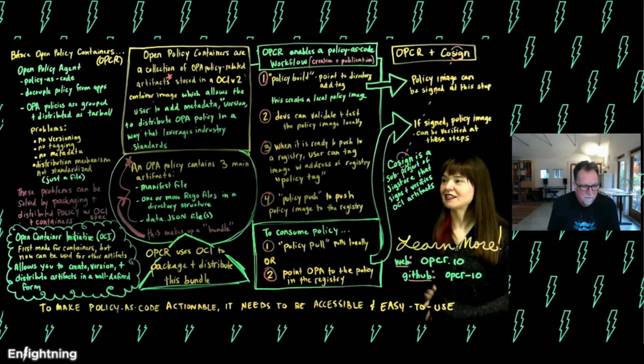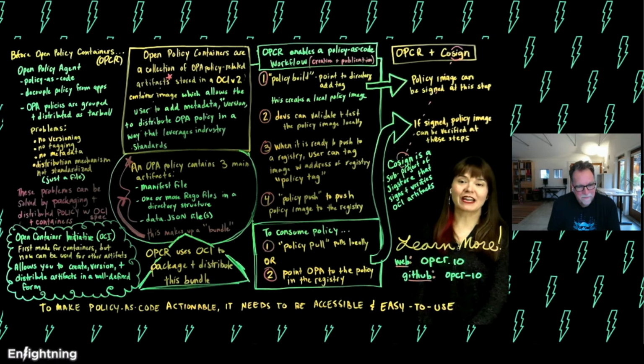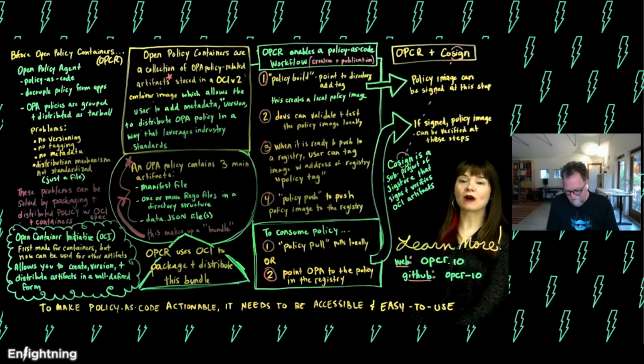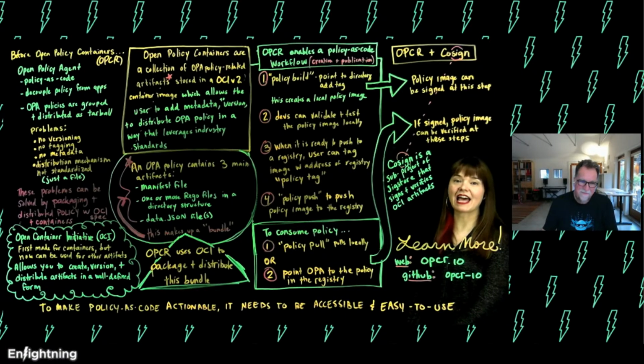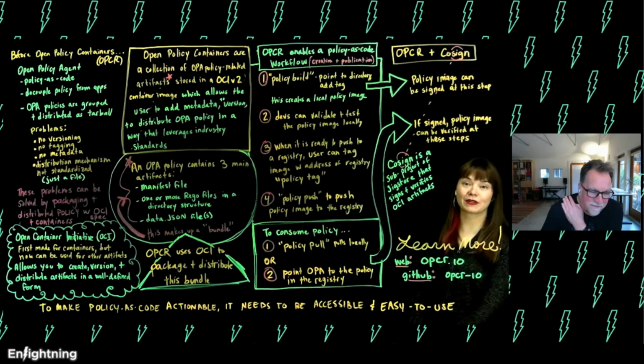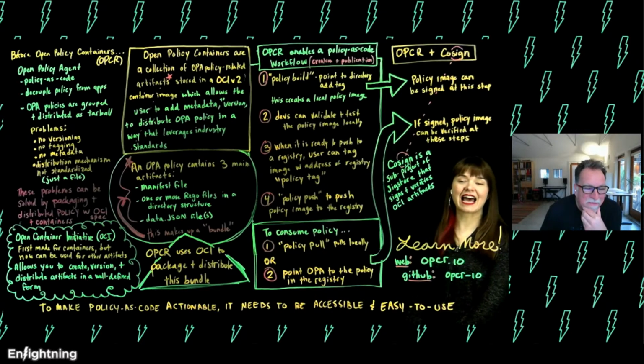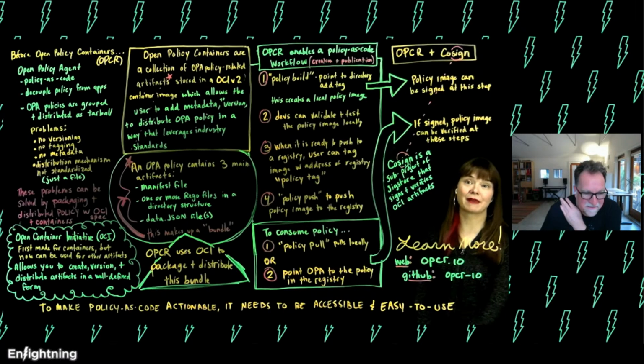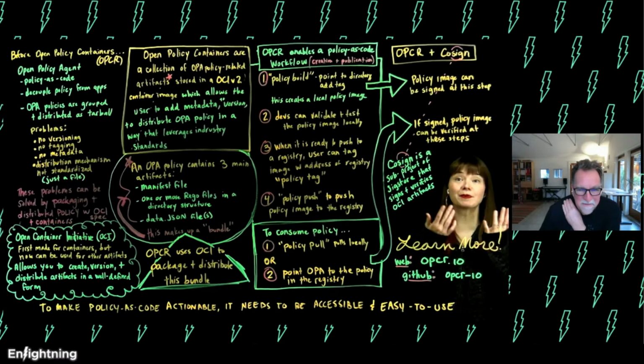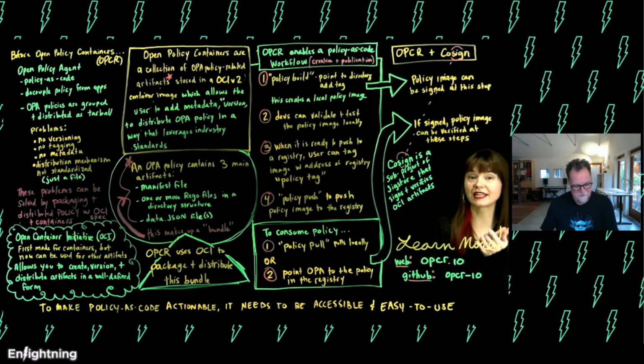So, spoiler alert: an OPA policy contains 3 main artifacts. This is the bundle. It has a manifest file, it has 1 or more Rego files in a directory structure that it's important to maintain, and then it has a data.json file, 1 or many of those, and that makes up the bundle. So then OPCR, which is Open Policy Containers, uses OCI to distribute and package and add metadata and sign this bundle. So it's super easy to use as a workflow to integrate into your CI/CD systems.